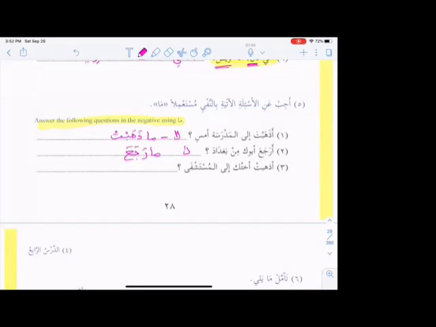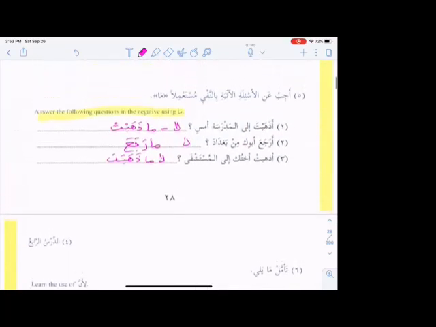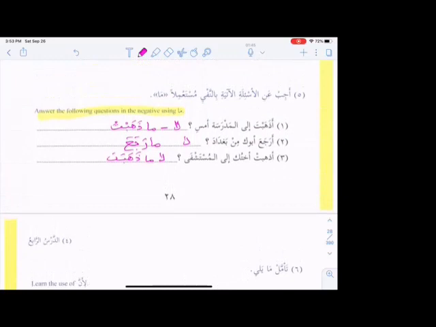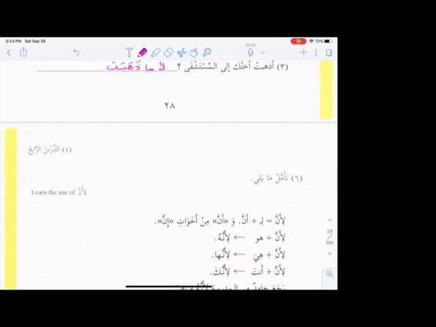Azahabat ukhtuka ila al-mustashfa? La. Ma zahabat. Inshallah. Is there anything more? No. That's it. Everything came. Only three things were there. Ma zahabtu, ma raja, ma zahabtu. Fine. Now Dr. Sahib will ask us a few things about lianna.